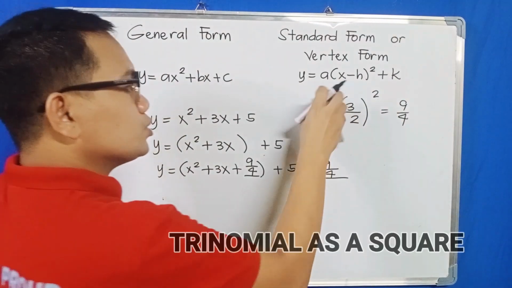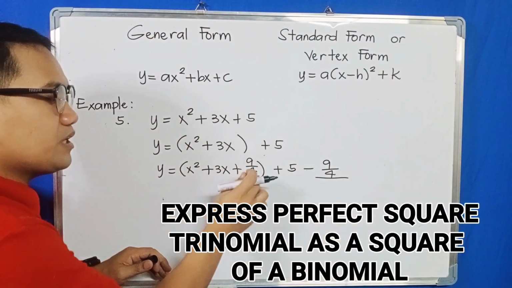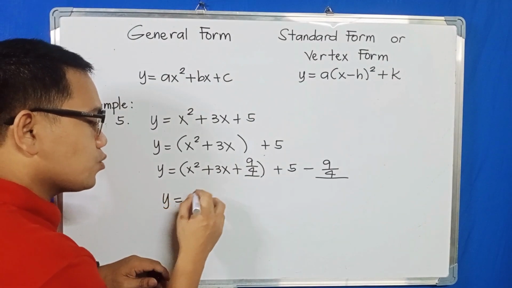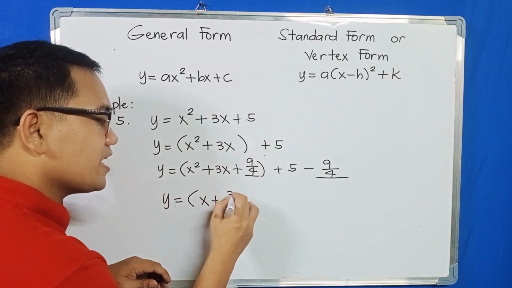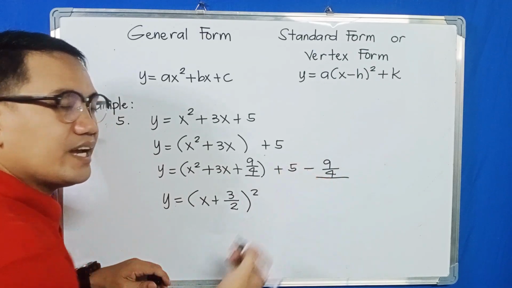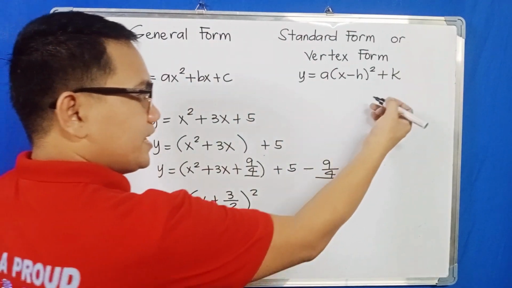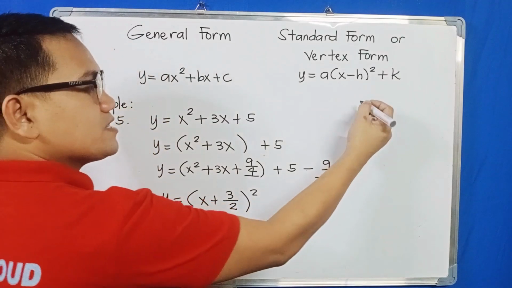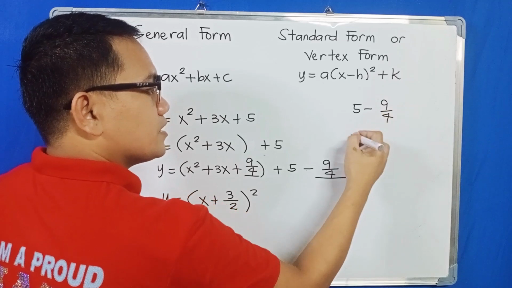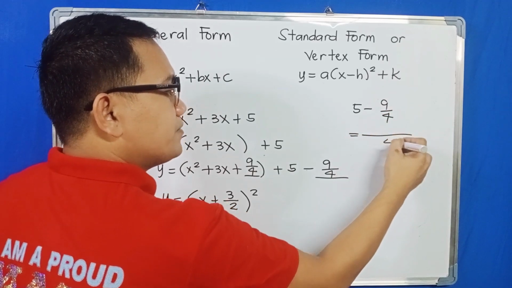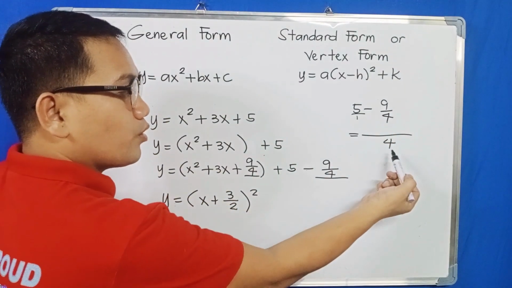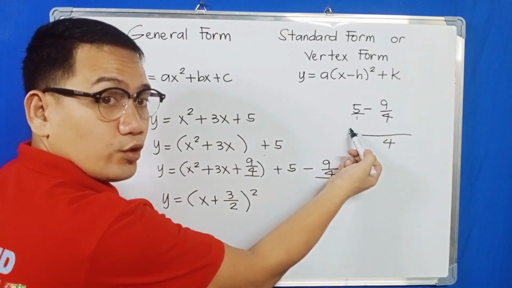So let's try to express this perfect square trinomial as a square of a binomial. So we have y equals quantity x plus 3 halves squared. Then combining 5 and 9/4. So that is, again, I utilize this space, 5 minus 9/4. LCD, it's 4. Again, 5 has a denominator of 1. So 4 divided by 1, that would be 4.